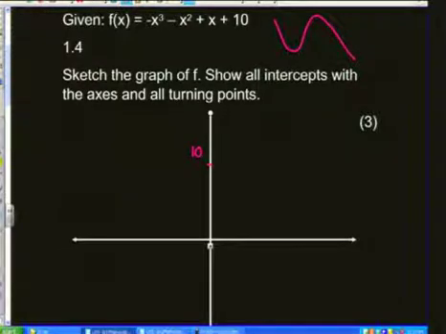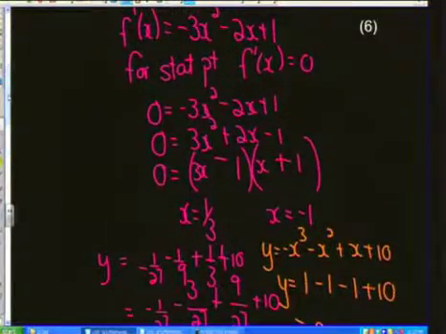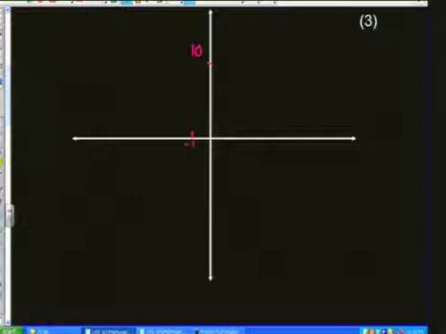But anyhow, let's do the coordinates first. It was -1 with 9, I think it was. Let me just go back rather than guess. Let me just get those values. It was -1 and 9. So -1 with 9. There's 9 over here, more or less. And then it was a third with 10 and 5 27ths, which is about here. So a third and 10 and 5 27ths. Okay, and this one was -1 with 9.